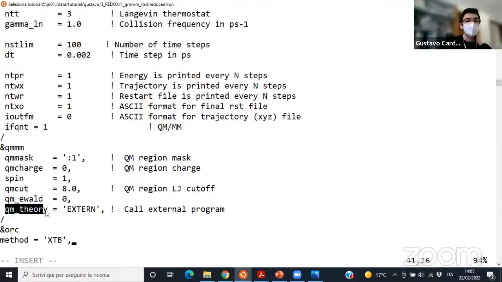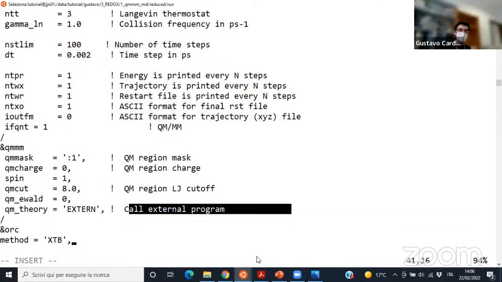Finally, this QM theory. Now, in the first exercise, you did a PM6 simulation. So there you were using the PM6, which is a semi-empirical method implemented in Amber. So you just used the Amber software. Now, in cases where you want to call a different quantum mechanical software, like Orca in our case, you will have to call this extern keyword. Okay, so it's all in here.